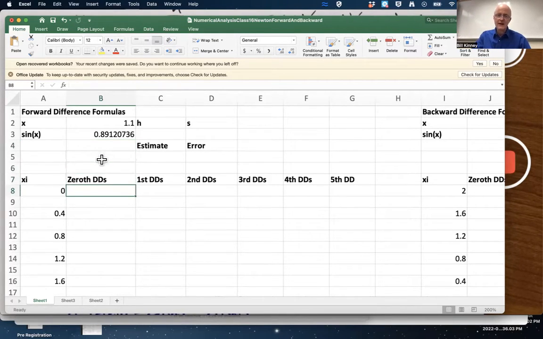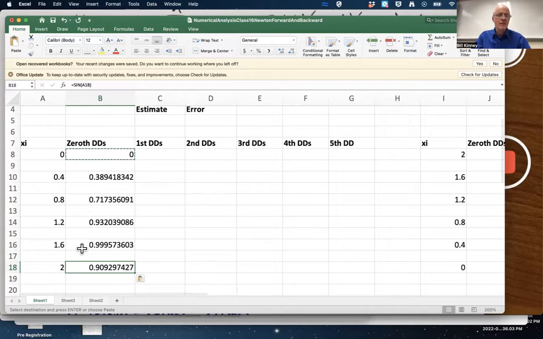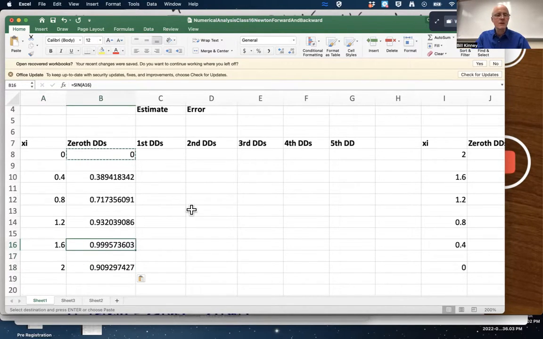Let's go ahead and do the divided differences as quickly as we can here. To remind you, the 0th divided differences are the function values at these nodes. So sine of these numbers. Sine of 0 is 0. Sine of 0.4 is about 0.389, etc. 1.6 is not too far from pi over 2, and so this is close to 1.